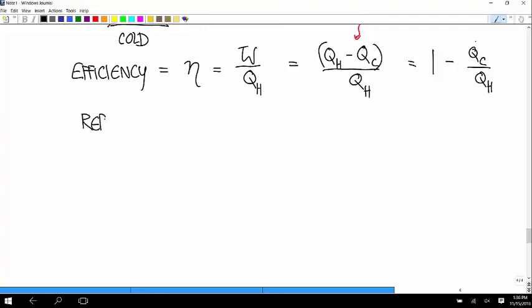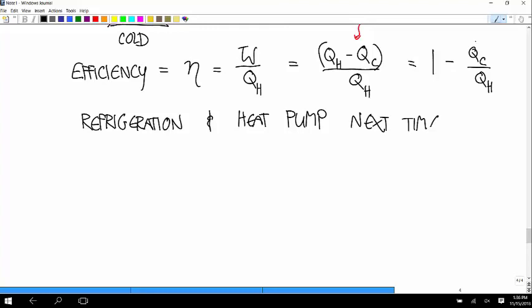Now, a refrigeration cycle. You know what? I'm going to finish this next time. So refrigeration and heat pump. Do that next time.